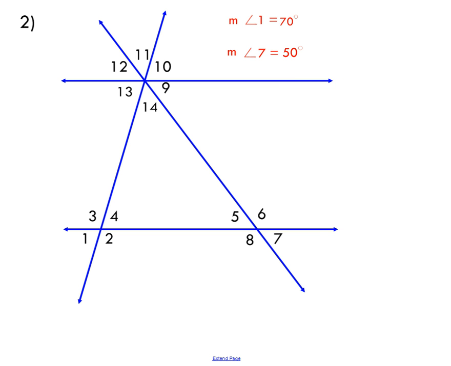Here they gave us two angles. They said angle 1, this one, is 70, and angle 5 is 50. And there are lots of ways to go about doing this. I'm just going to get you started, and then I want you to finish the rest of the angles on your own. So let's do some of the easier ones here. 1 and 4. We've done this a couple times now. Those are vertical angles, so they're the same. So I know that's 70.